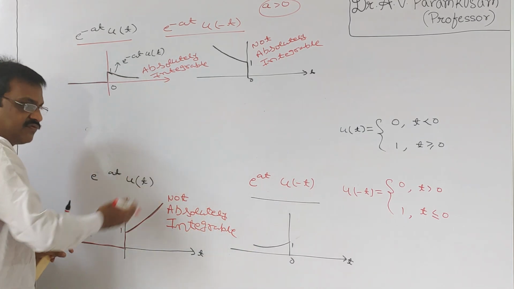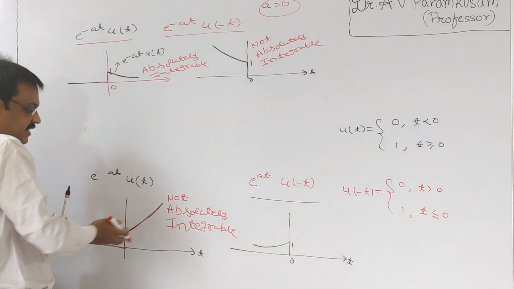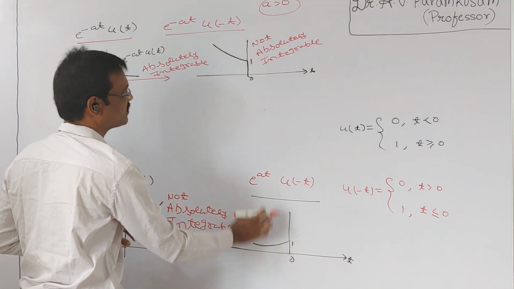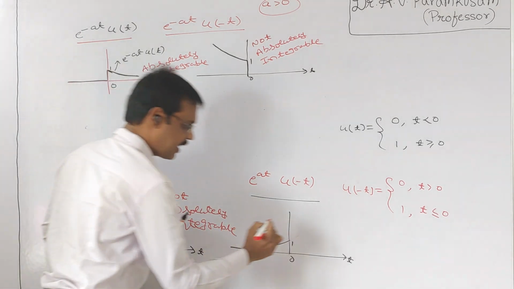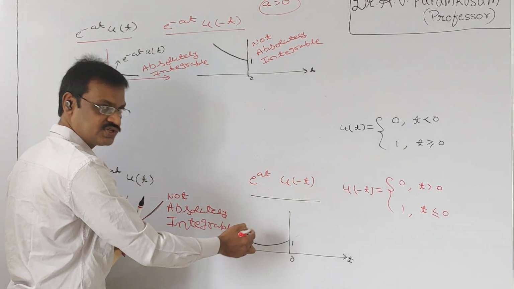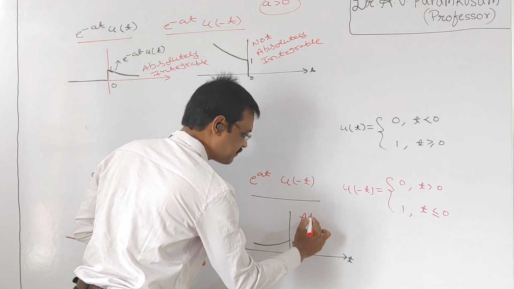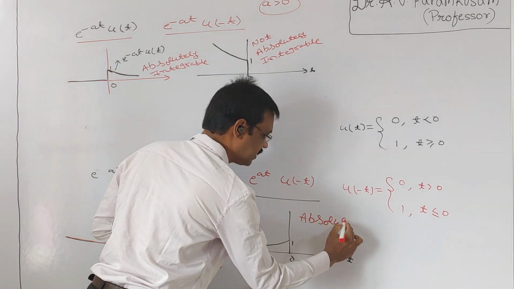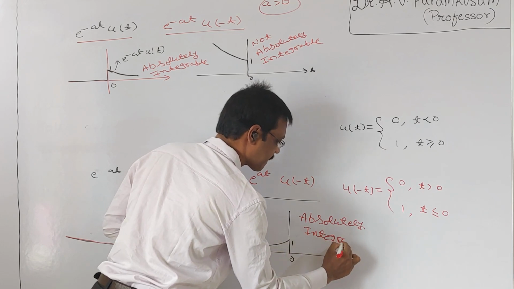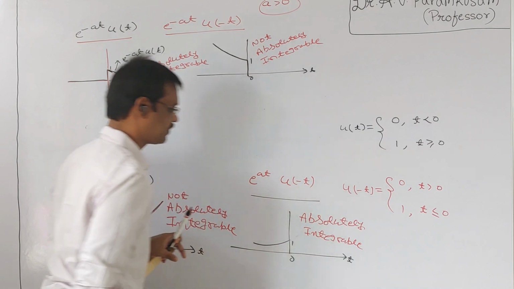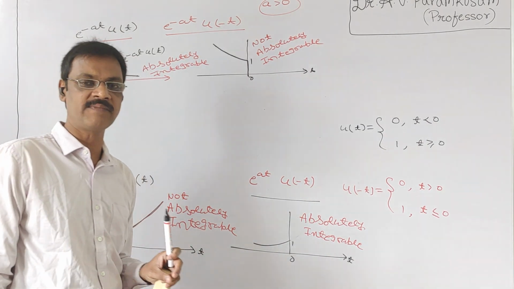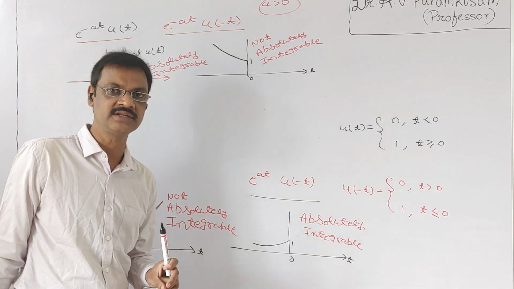Because as t tends to infinity, it increases. It is a divergent function. This one is a convergent function and this one is also a convergent function. These two are divergent functions. And here, as t tends to minus infinity, it tends to 0. So it is absolutely integrable.